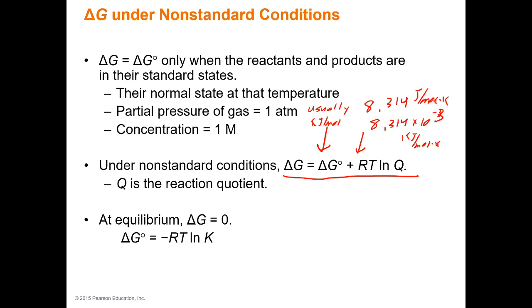Or you could convert delta G to joules. That's fine too. Just make sure you account for that. You can't ignore the units. You'll notice in this chapter they definitely come up a bit, the difference between joules and kilojoules, and you have to pay attention to that.